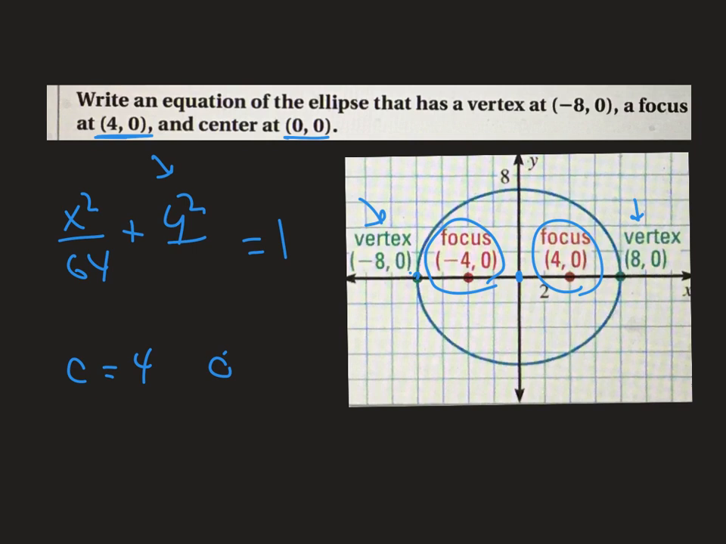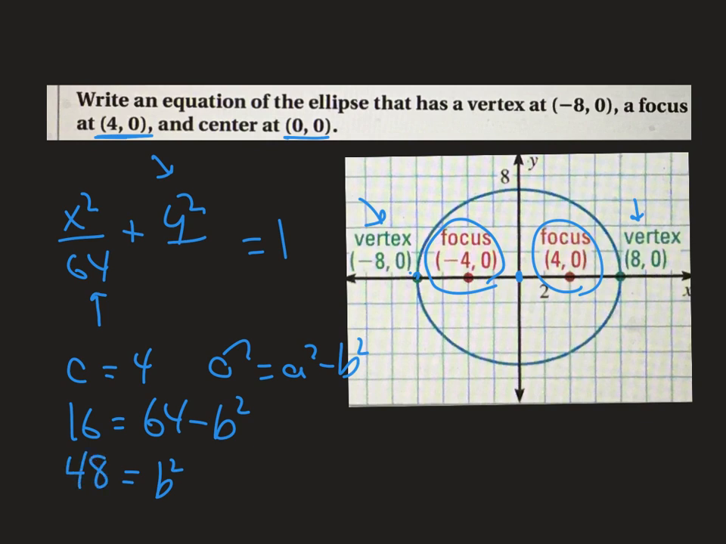So don't forget this one right here. C squared is a squared minus b squared today. So if I square c, that's 16. I know what a squared is. It's right there. Okay, it's the major. It's always the major axis. So that's 64 minus b squared. So it's basically asking you here, what do you subtract from 64 to get to 16? And the answer is 48.